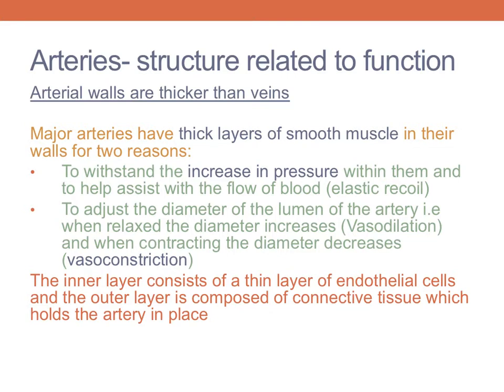The other reason they have the smooth muscle is so that they can adjust the diameter of the lumen of the artery. When it's relaxed, it's called vasodilation, but when they contract, that's vasoconstriction, and we know that happens in particular feedback loops in response to stimulus. The inner layer consists of a thin layer of endothelial cells, and the outer layer is composed of connective tissue which holds the artery in place.